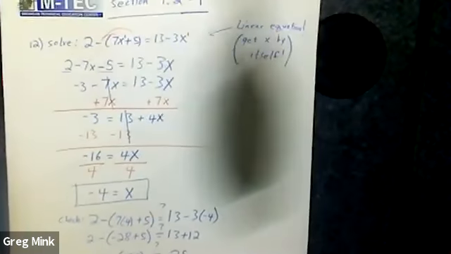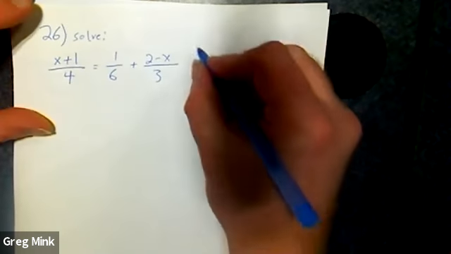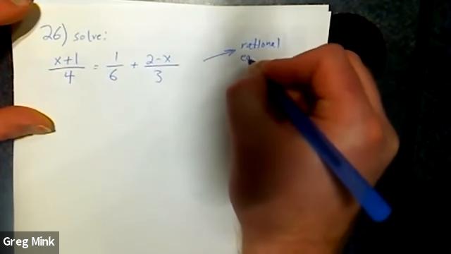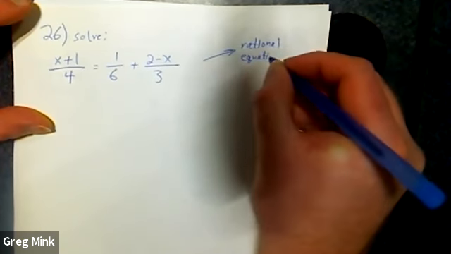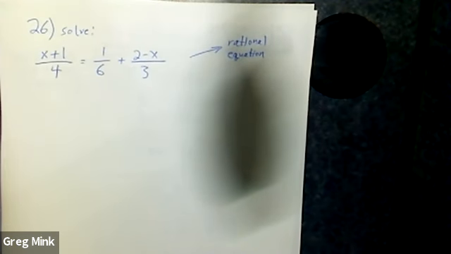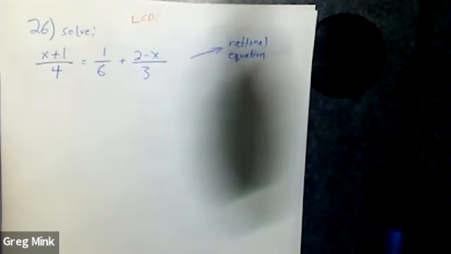I want to look at one more in this video, and that's number 26. Number 26 is a rational equation. And all rational means is, hey, there's fractions. And there's a few different ways to deal with this, but my personal favorite way is to identify something called the LCD, or the least common denominator.